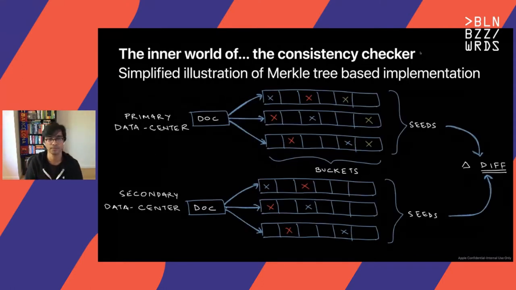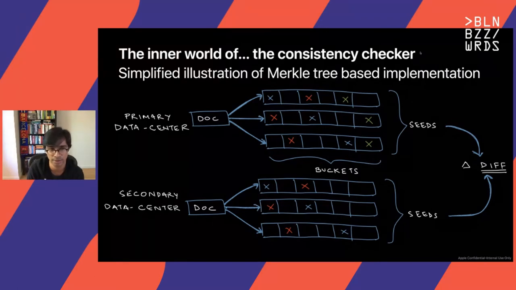And I think we certainly don't have enough time to look at this, but the way we solve this problem is by using a Merkle tree based implementation. The way it works is we have a bunch of seeds. We define how many seeds we have, and we define the number of buckets. Seeds are just randomized. When we define seeds and buckets, it's basically a two-dimensional array.